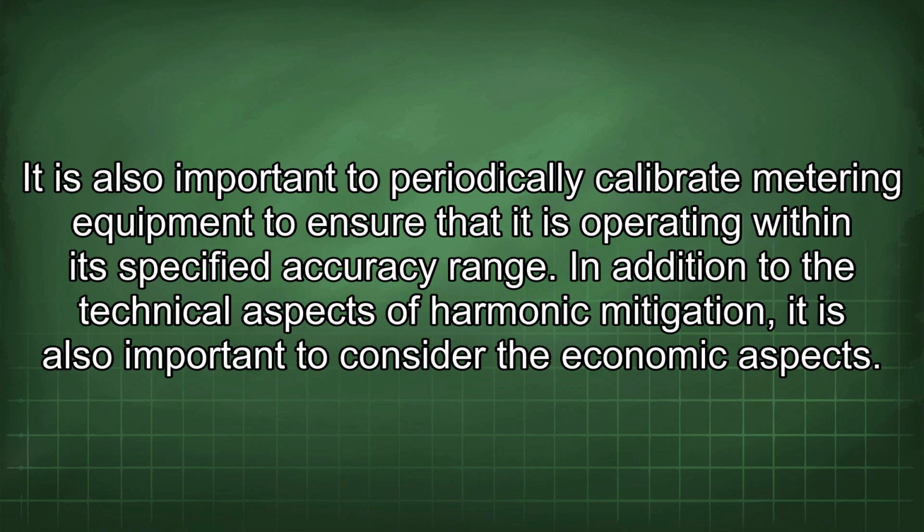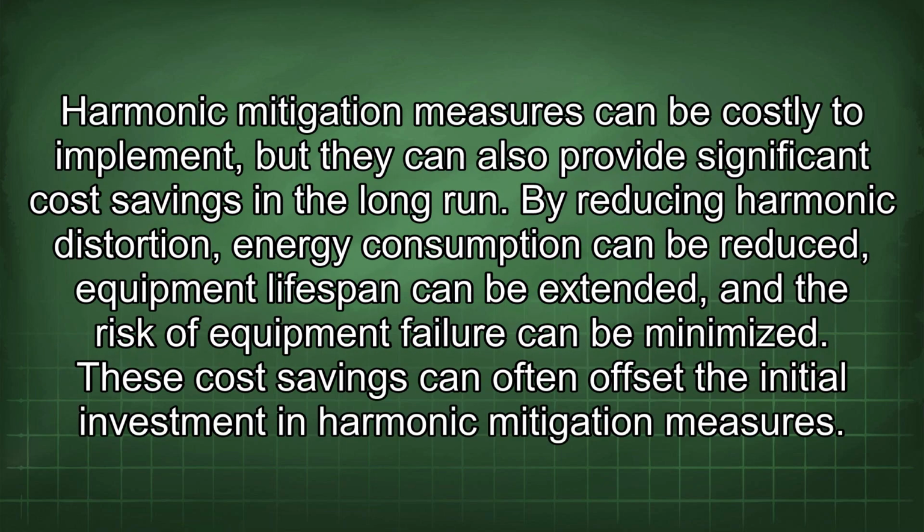accuracy range. In addition to the technical aspects of harmonic mitigation, it is also important to consider the economic aspect. Harmonic mitigation measures can be costly to implement, but they can also provide significant cost savings in the long run. By reducing harmonic distortion, energy consumption can be reduced, equipment lifespan can be extended, and the risk of equipment failure can be minimized. These cost savings can often offset the initial investment in harmonic mitigation measures.